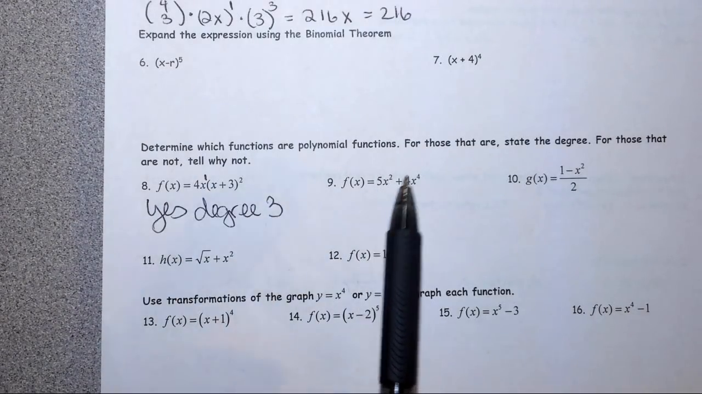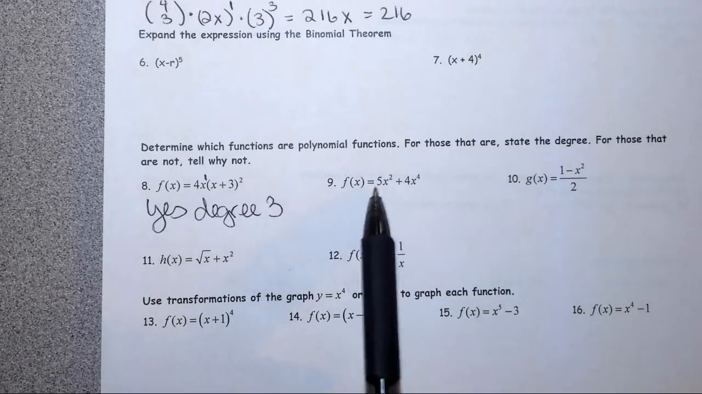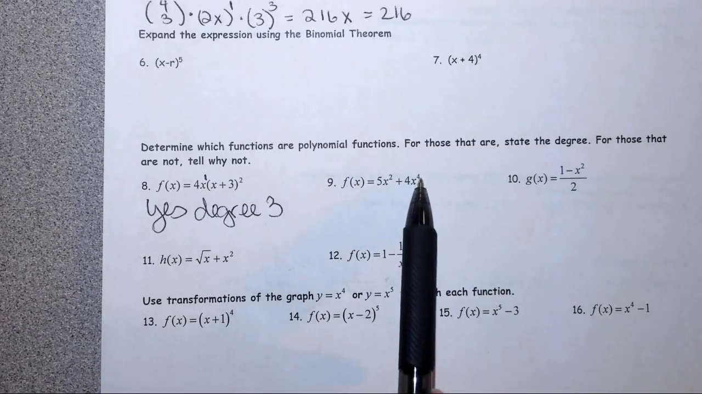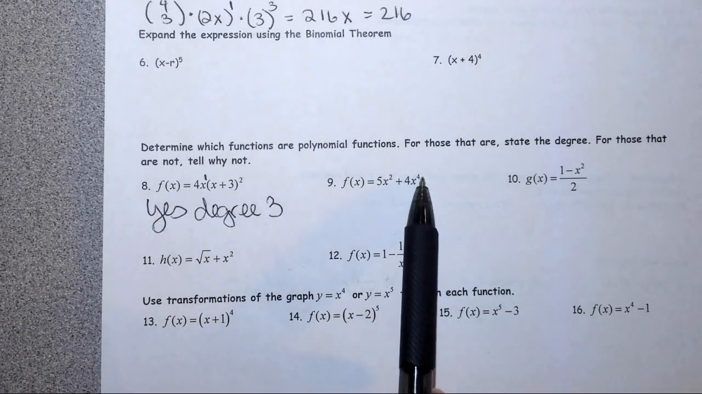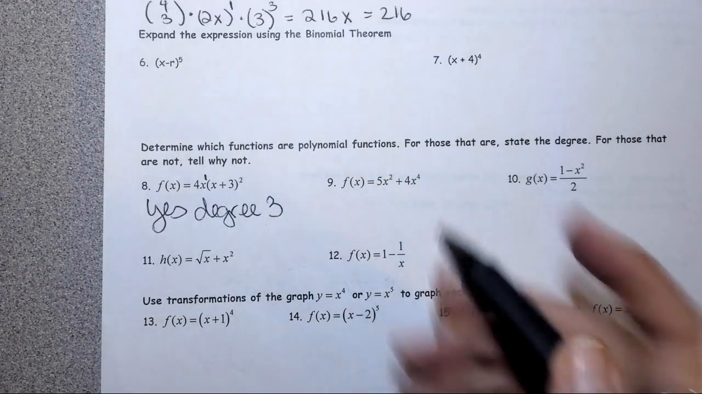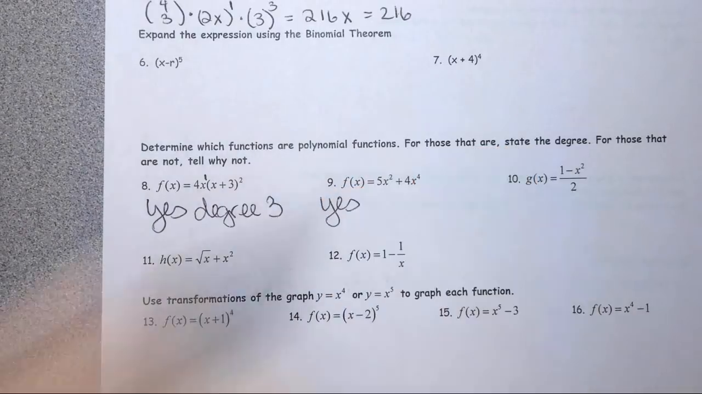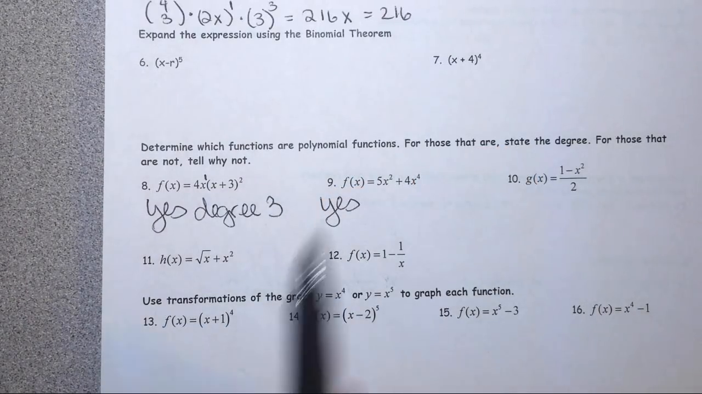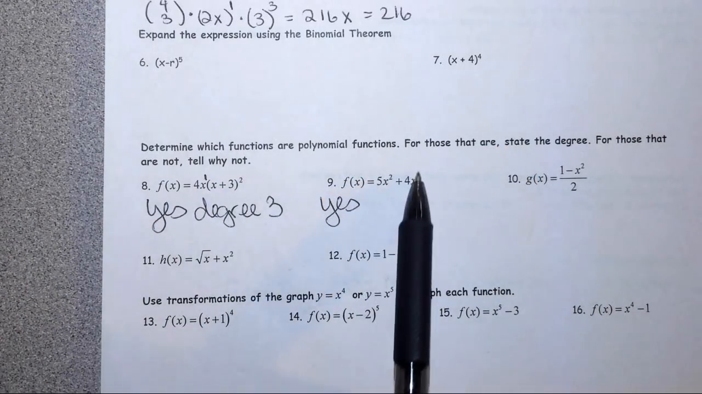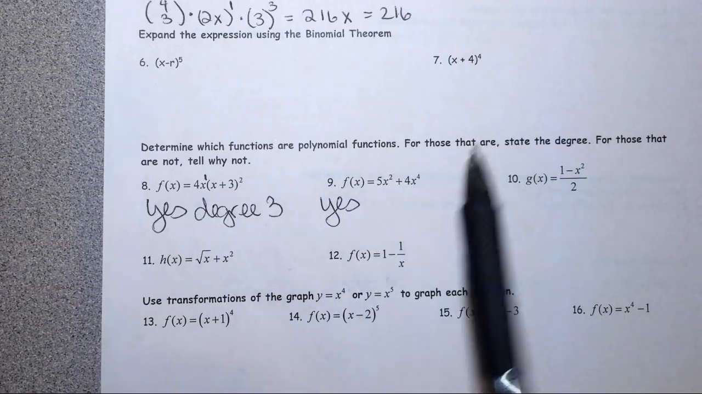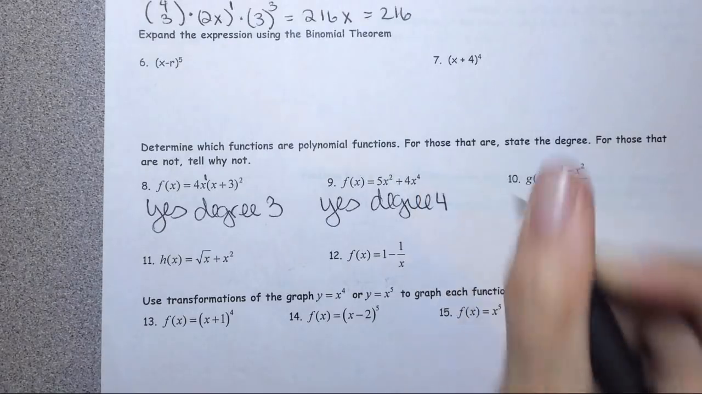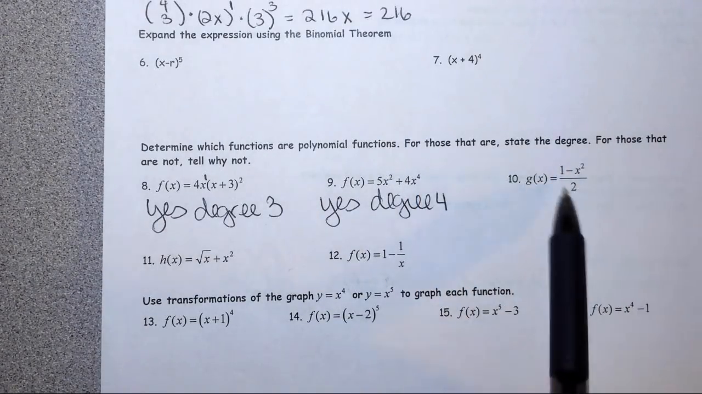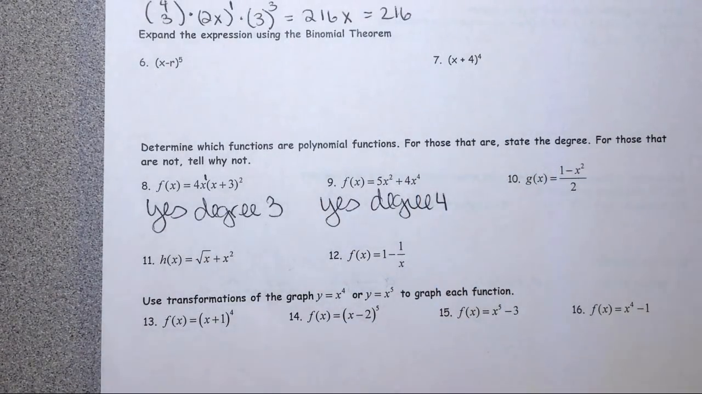Number 9. It only has one letter, just x's. It has an exponent of 4 and exponent of 2. They're both positives, and there's no fractions, so that's a check. There's no imaginary numbers. So yes, this is a polynomial. I cannot simplify these two because they're not like terms. So the biggest exponent that I have is 4, so this is a degree of 4. Number 10, I only have one letter again.